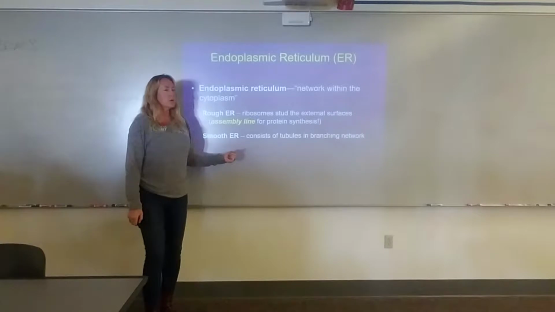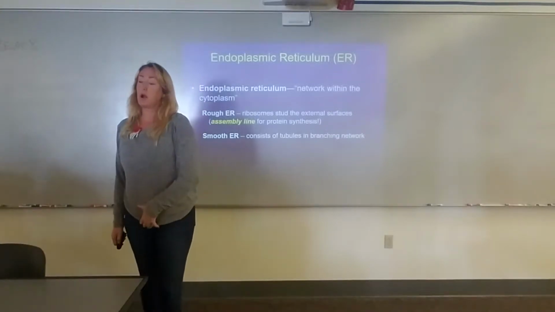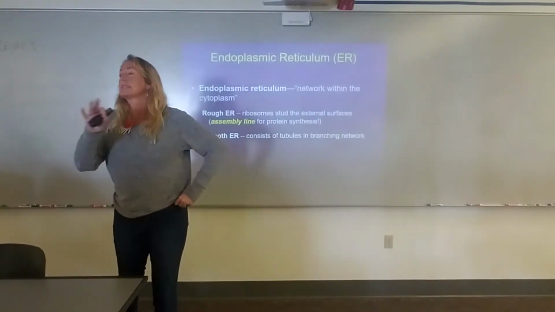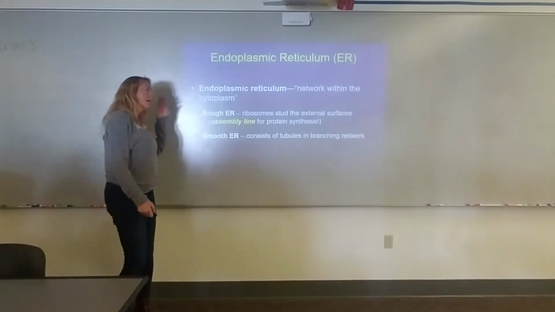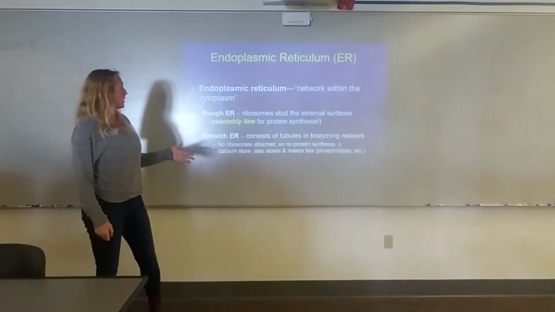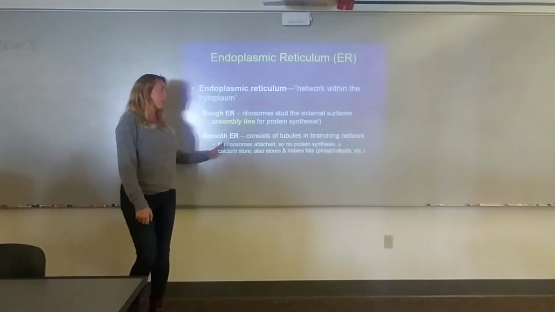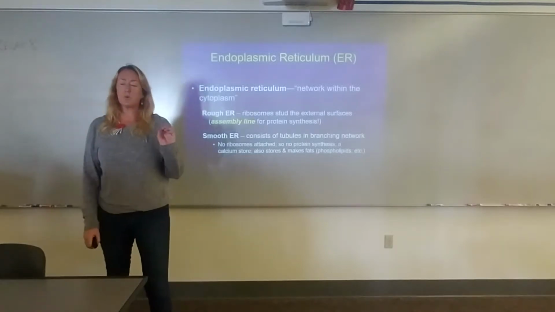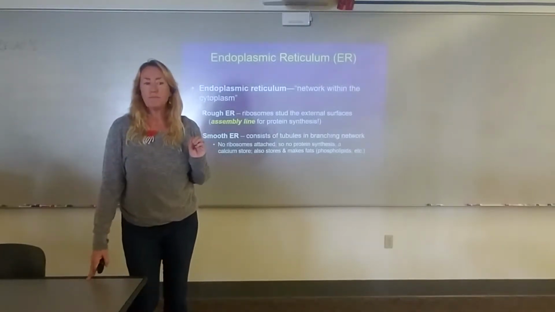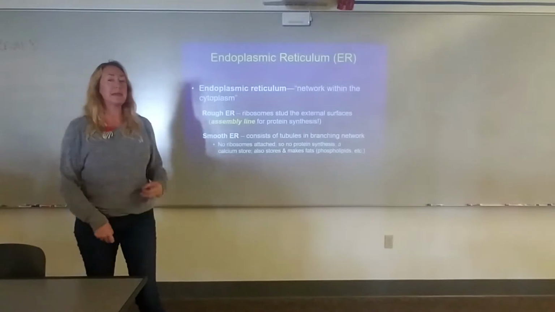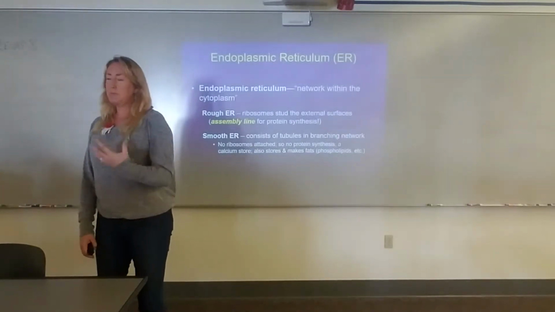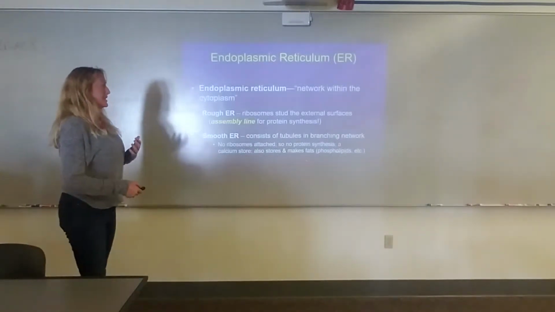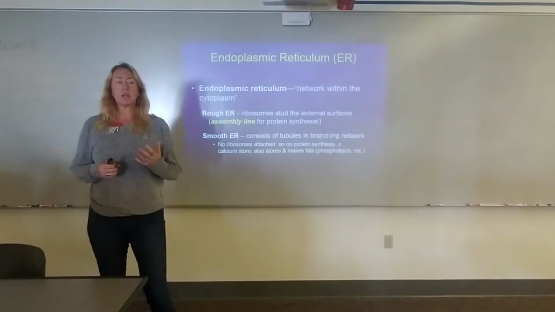We have another ER called the smooth ER. Literally smooth because it doesn't have the ribosomes on it, okay? So it's tubules in this branching network, no ribosomes, no protein synthesis. Really, the smooth ER is a calcium store, and it also is involved in making fats, making lipids, fats that are going to be used, like phospholipids, that are going to be used in the cell.